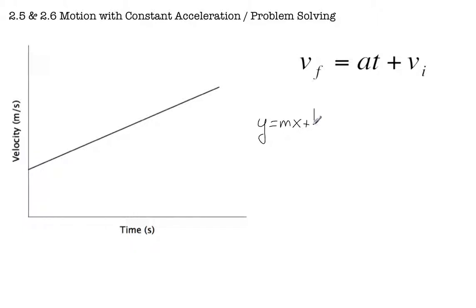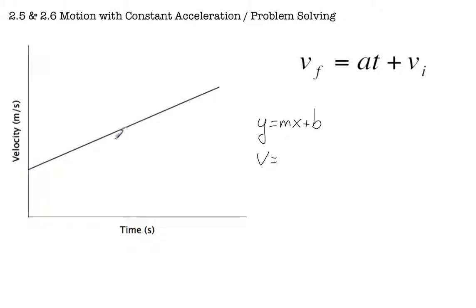And we're going to take a look at each one of these terms and see what they mean on this graph. The y term is a value on the y-axis for any time t. So what's on here is velocity. So I'm going to write v for velocity here, because everything on the y-axis is a value for velocity.